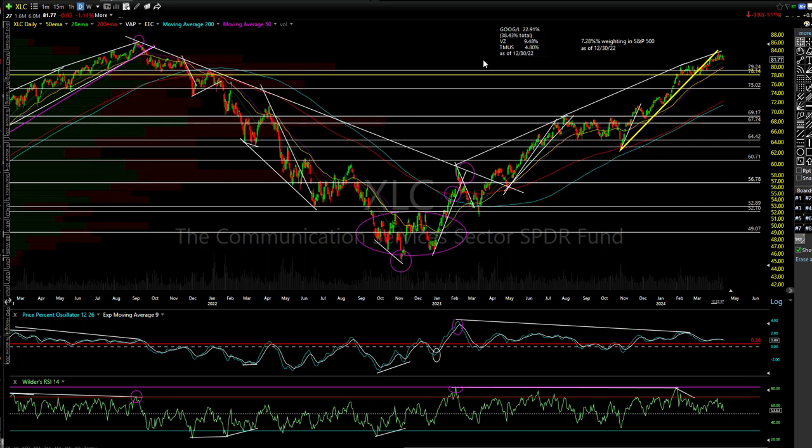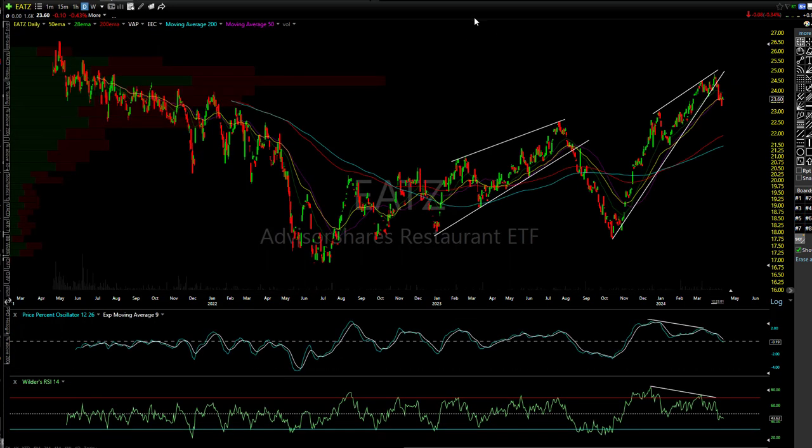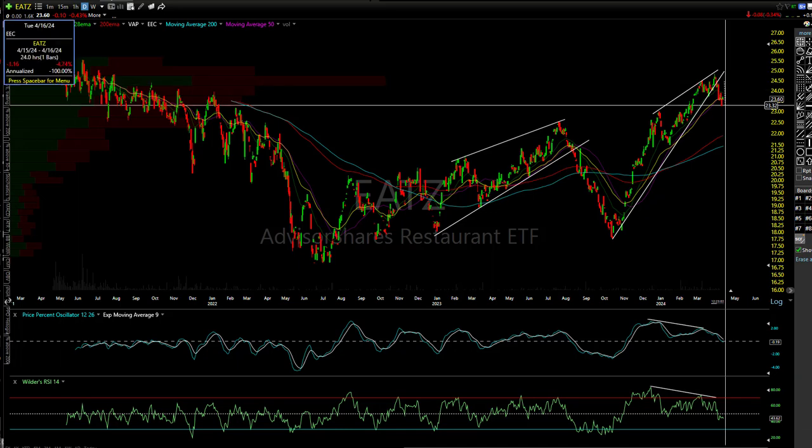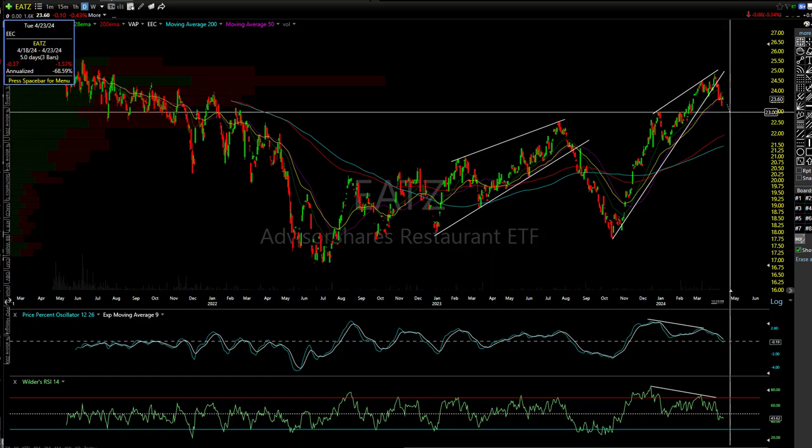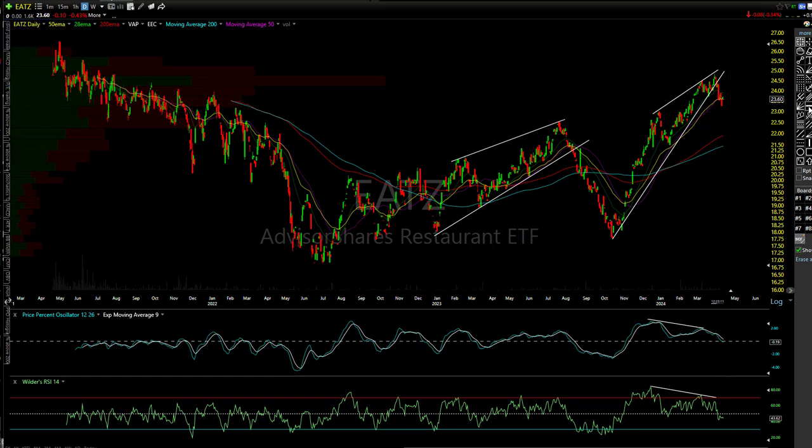It's a pretty good weighting. All right, let's rifle into those in the order I told you, starting with EATZ, Restaurant Sector ETF. Breakdown, I highlighted pre-breakdown, expecting it to. It's already down 6%. Like I said the other day, I think plenty more downside left to come. I think this one's just getting going, and I see a lot of downside.